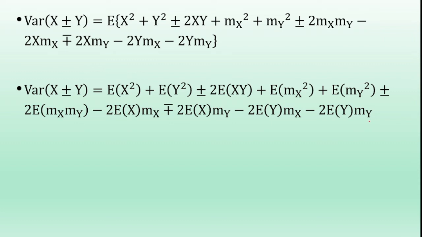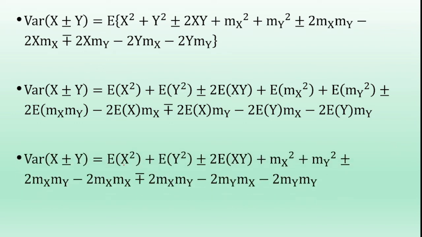Since m is a constant value, expectation of mx square is mx square, expectation of my square is my square. So expectation of mx is mx, expectation of my is my, since mx and my are constant values. So therefore, expectation of x square plus expectation of y square plus 2 expectation of xy. Okay, mx square is a constant value, so expectation of mx square is mx square; my square is a constant value, so expectation of my square is my square, plus or minus.